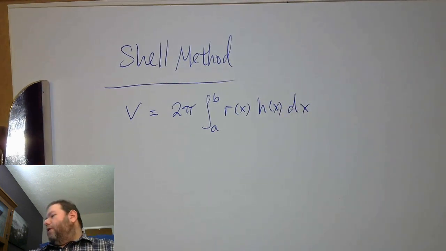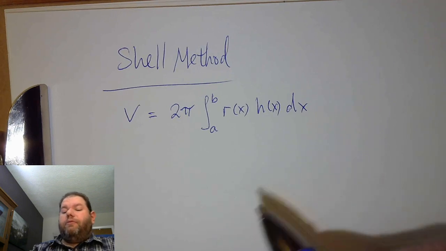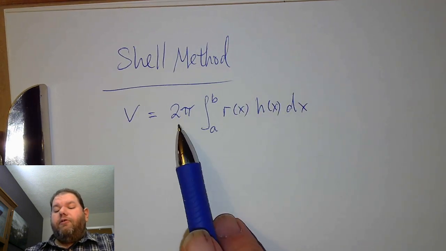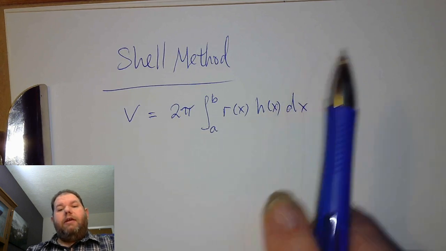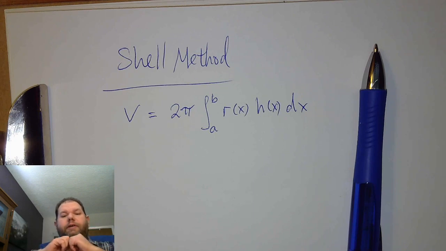And the idea is we have a bunch of concentric cylindrical shells kind of stacked together, nested together, and by adding up all these different cylindrical shells, we're able to get the volume of the resulting object. So the formula 2 pi times radius times height is based on the circumference of each shell multiplied by the height, and that gives us the outside area of each shell.